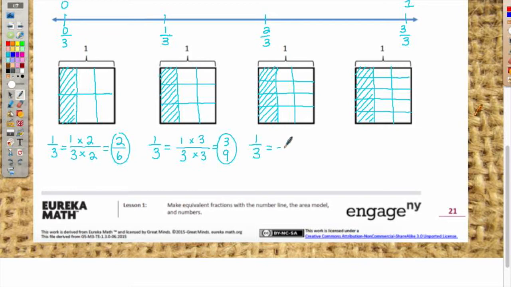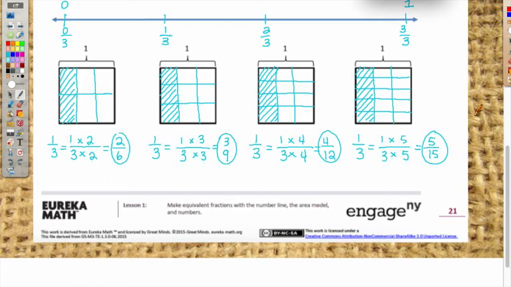1/3 equals. Abrielle, how many rows in this one? 4. So 1/3 times 4 equals what, boys and girls? 4/12. And do I have 4 out of 12 shaded? Yes. Okay. Are you kind of getting the hang of this now? Yeah. Okay, so the next one, let's do 1/3 again. And how many rows do I have, Channing? 5. So 1/3 times 5 equals 5/15. Okay, good. Now we're going to kick it up a notch.